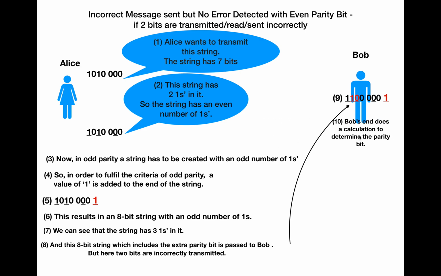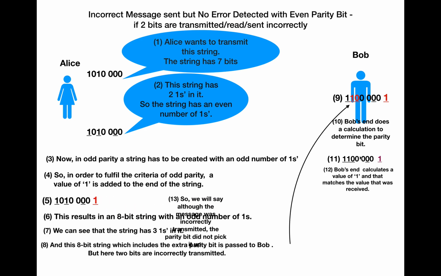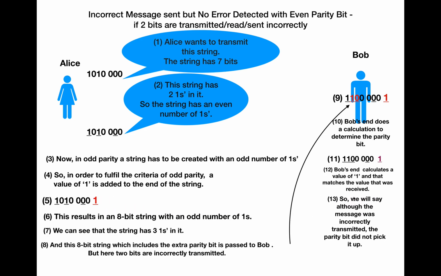Now Bob's end does a calculation to determine the parity bit, and this 1 is calculated as the parity bit. So the value that Bob received and the value that Bob's end calculates match. However, the string is actually incorrectly transmitted and the parity bit does not pick it up. So if two bits are incorrectly transmitted, then the parity bit will not pick it up.